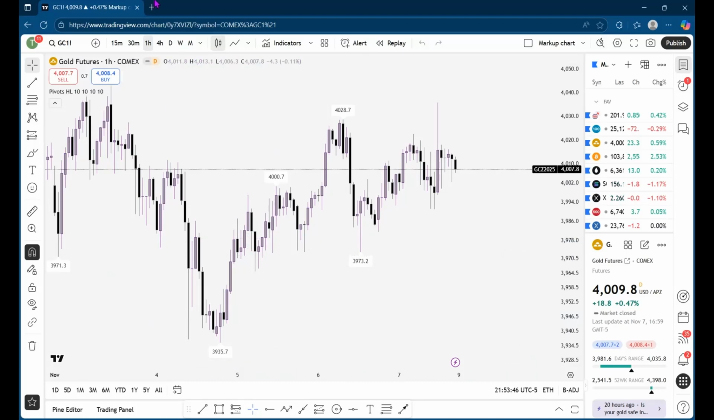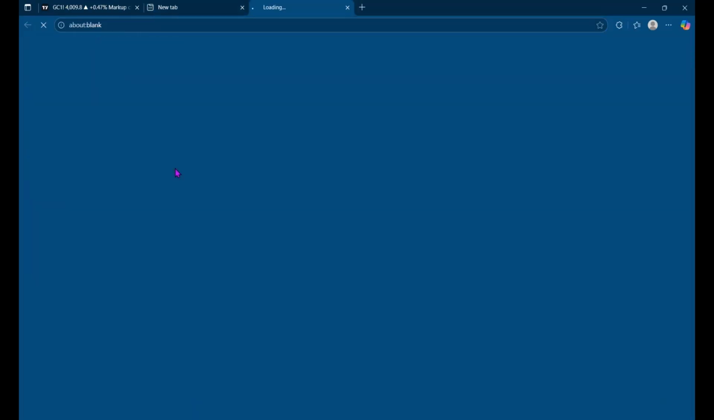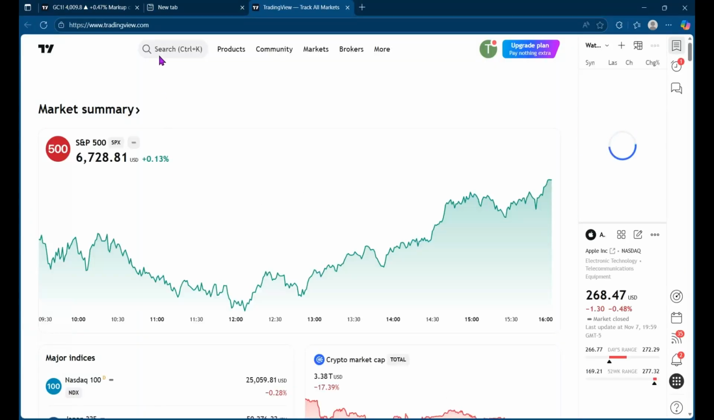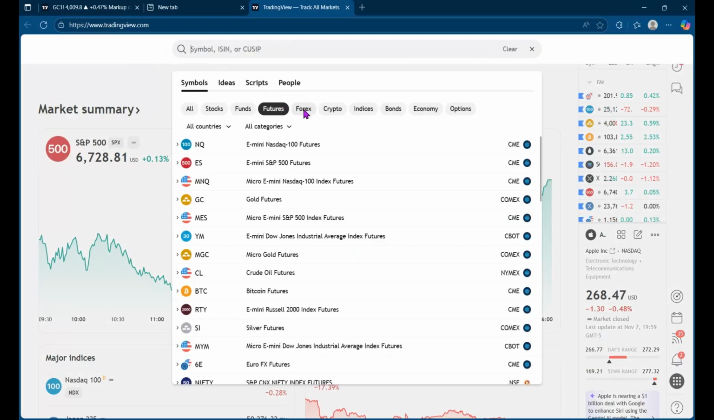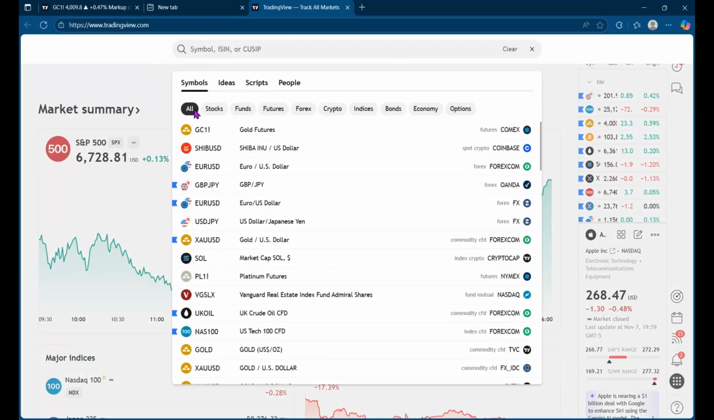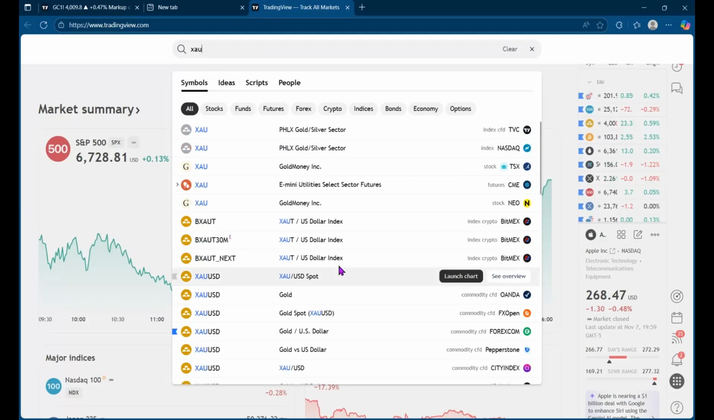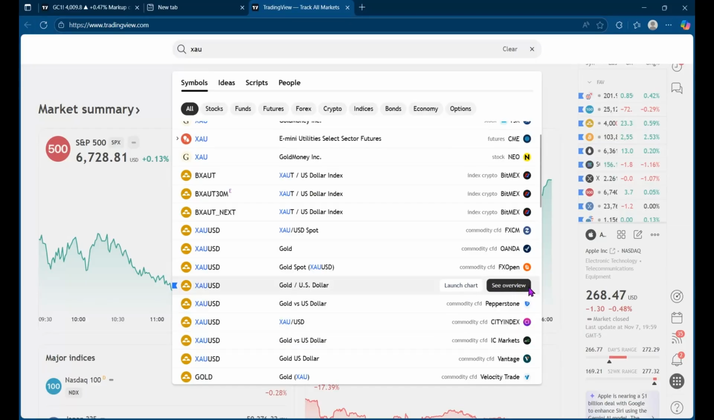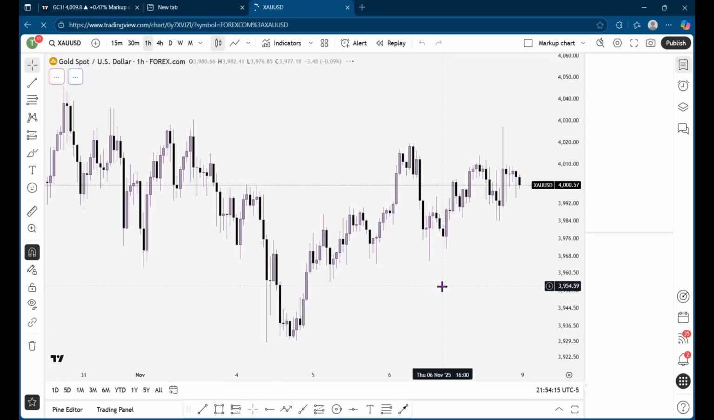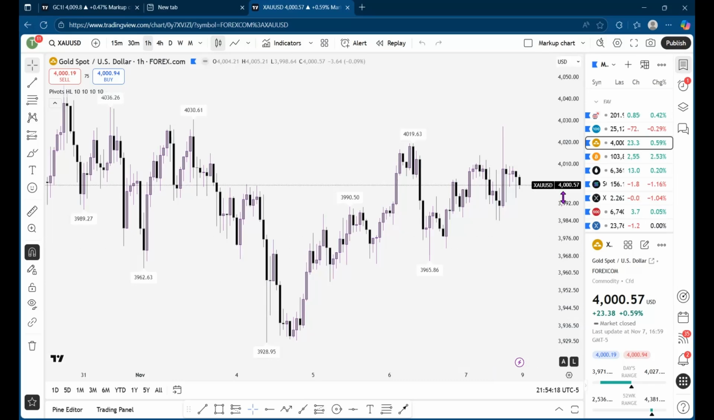So let me open up a different tab entirely. Go to TradingView. And we're going to do that again, but on the Forex side. But we're going to go ahead and click all, and we're just going to type in XAU because that's a symbol for gold. And we are actually going to choose Forex.com right here. And this is going to be gold against the US dollar, right? Because with Forex, we're trading currency against currency. And I'm going to launch this chart, and you can see that the gold here is priced at 4,000.57.